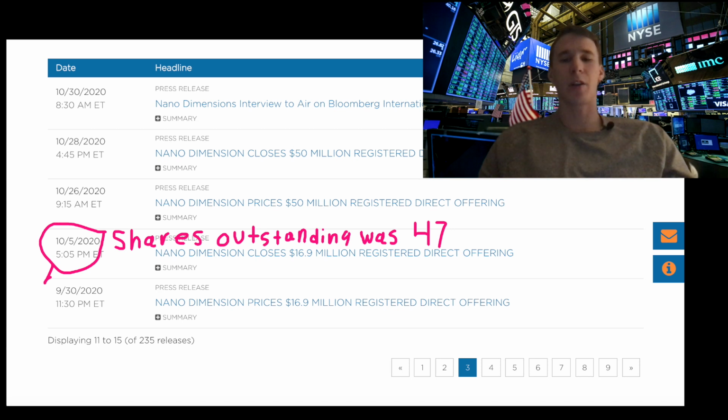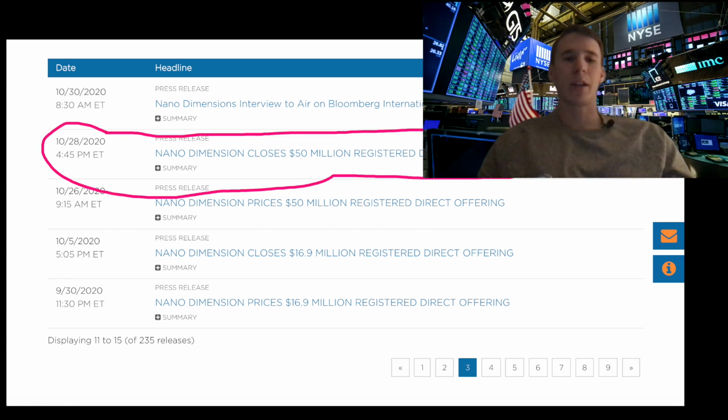So this was the start of the dilution. 16.9 million accounts for about 7.3 million shares. So they added 7.3 million shares to the outstanding share count. And then they continued to dilute shareholders more by adding $50 million of direct offering. And that 50 million was about 16.7 million more shares added.